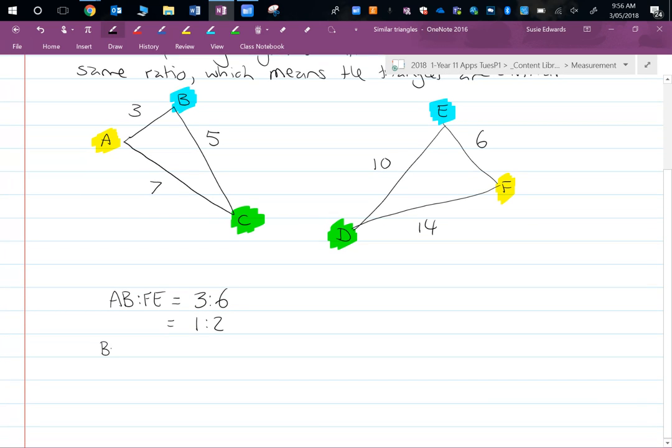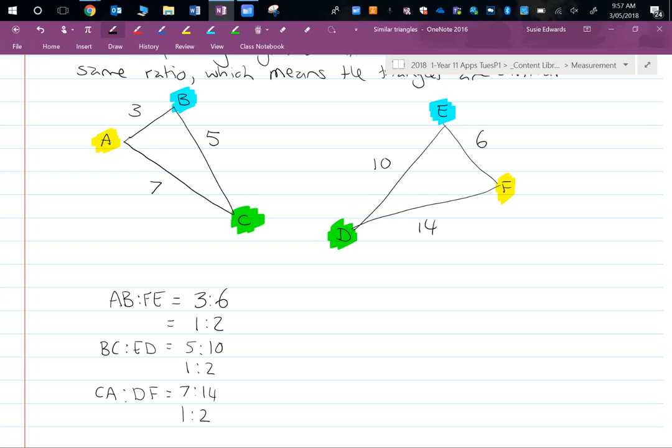B to C and E to D. You'll notice the colours make it way easier when you're doing this. So blue to green and blue to green is 5 to 10, which is the same as saying 1 to 2. It's the same ratio. And then our last one, C to A. So green to yellow, which is D to F, is 7 to 14, which is the same as saying 1 to 2. Can everybody see where we got to there?